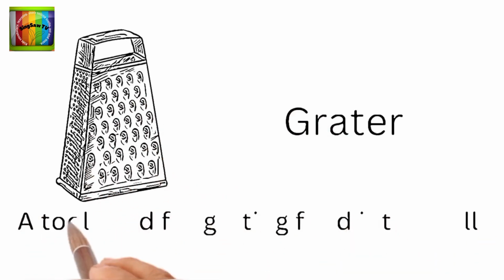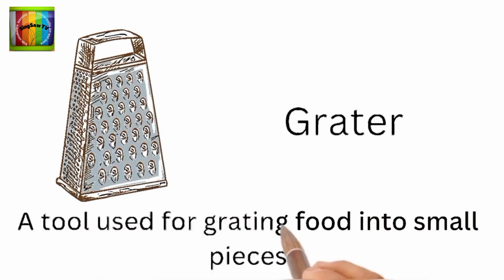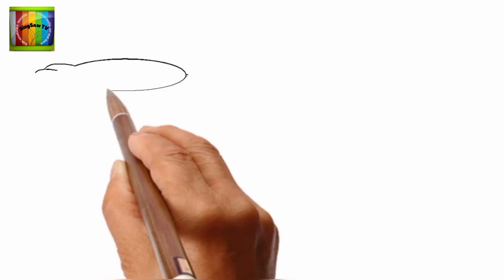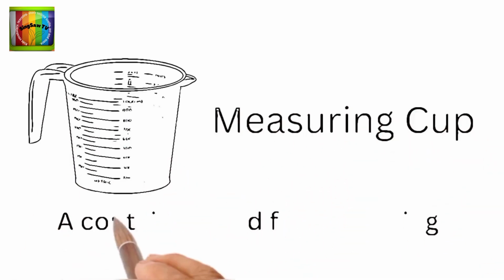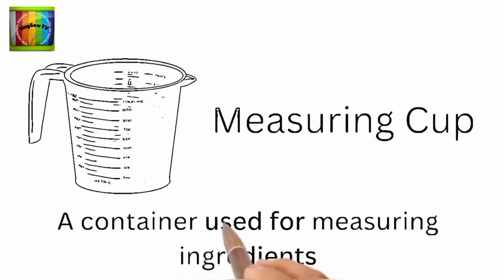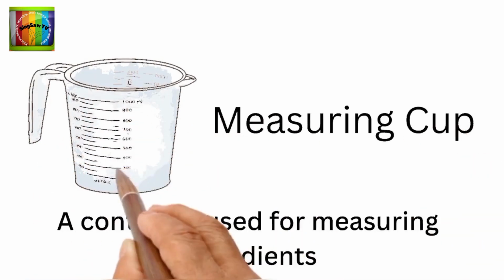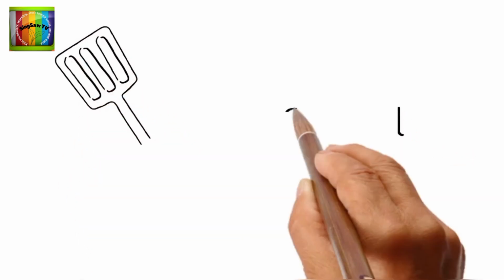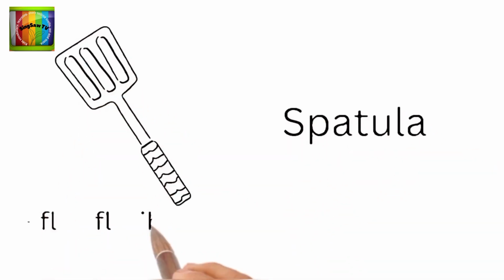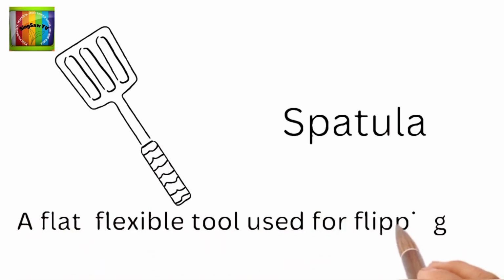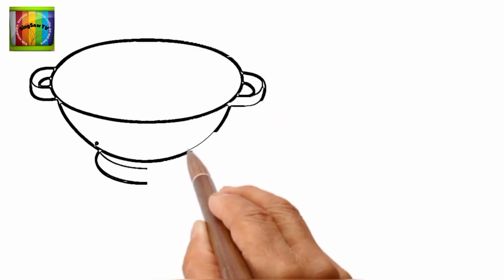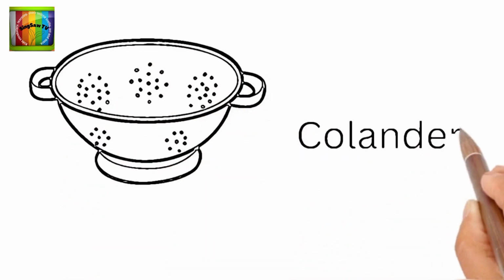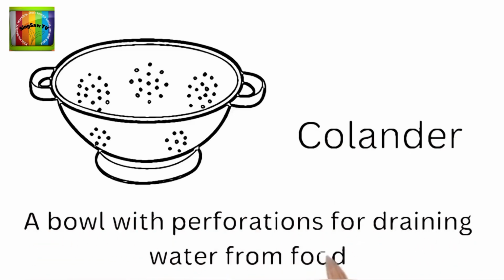Grater. A tool used for grating food into small pieces. Measuring cup. A container used for measuring ingredients. Spatula. A flat, flexible tool used for flipping or spreading. Colander. A bowl with perforations for draining water from food.